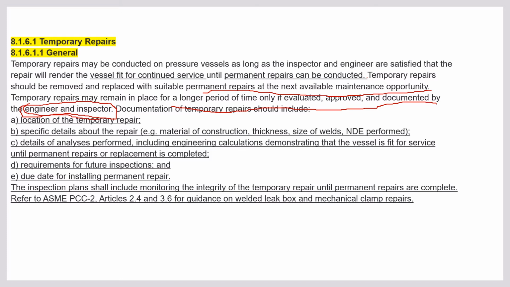So documentation for temporary repair should include location of the temporary repair, specific detail about the repair, detail of analysis to be performed, requirement of future inspection, the date of installation. So these are the points you have to remember, because either you will get a closed book or open book exam regarding this one. What are the requirements for the temporary repairs? Okay, might be you will get it in open book or closed book also.